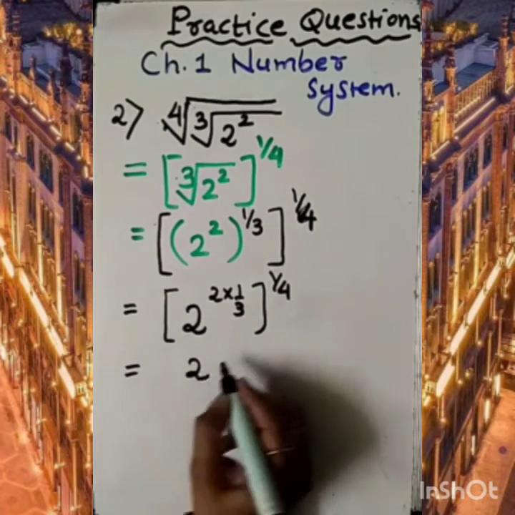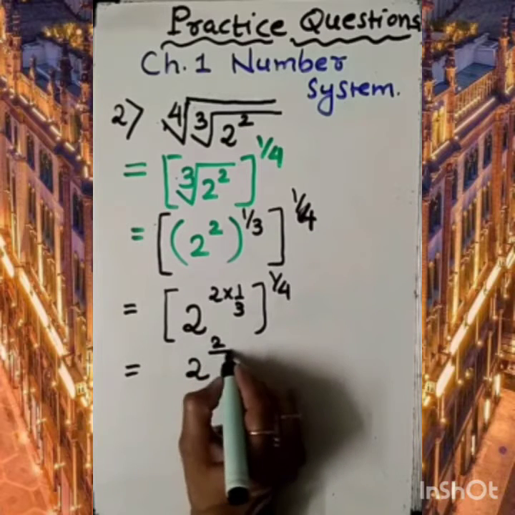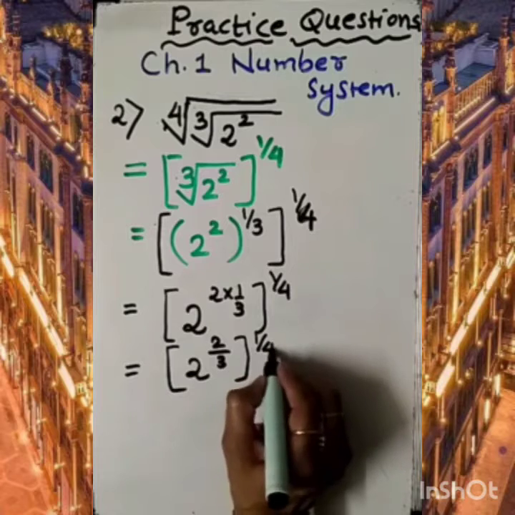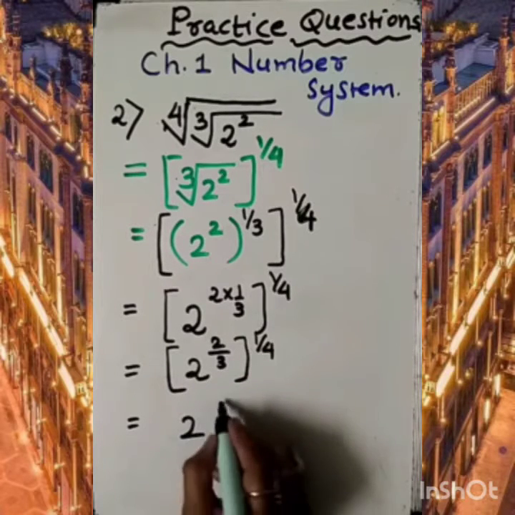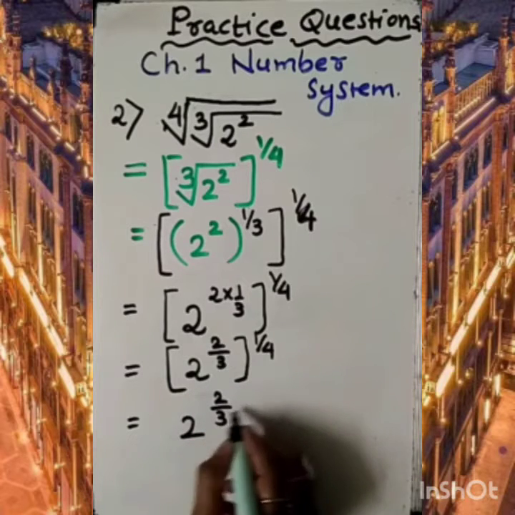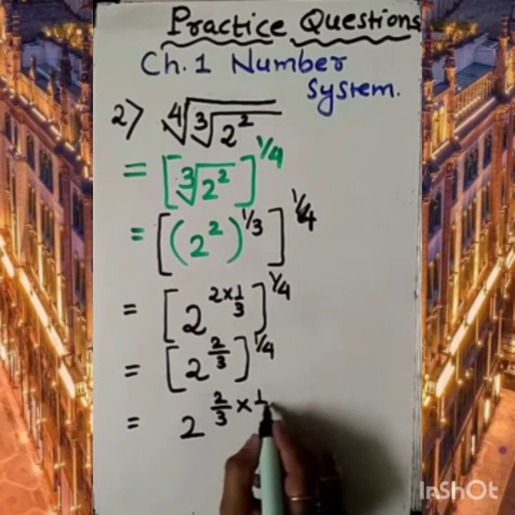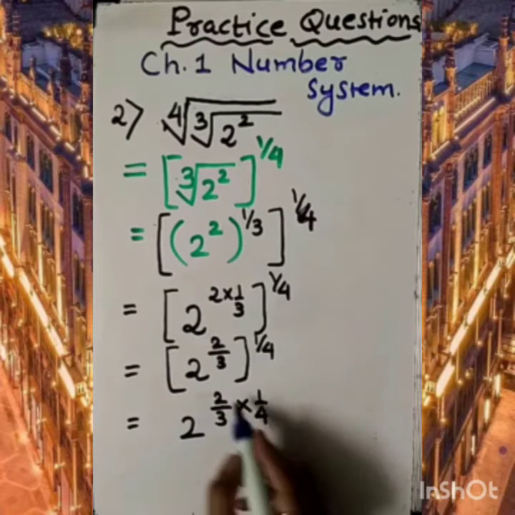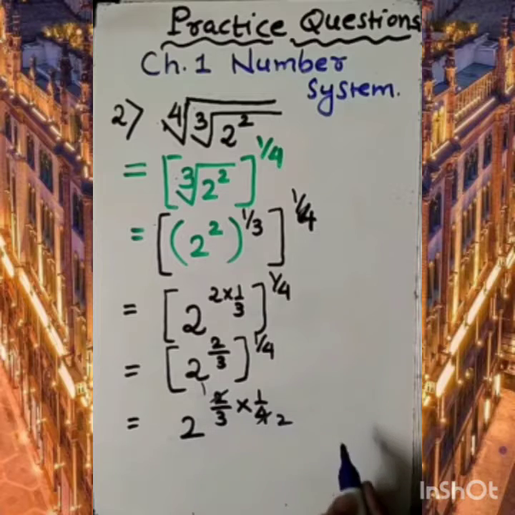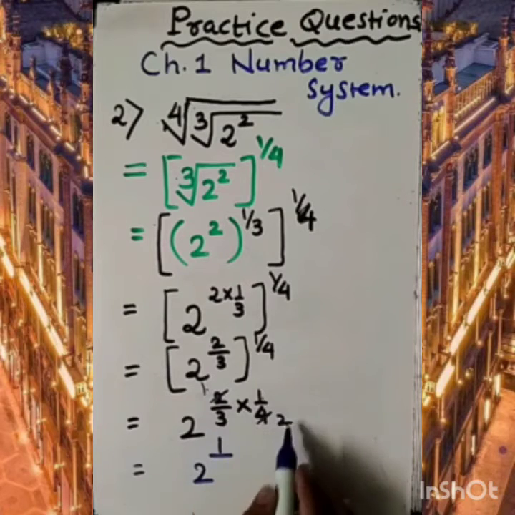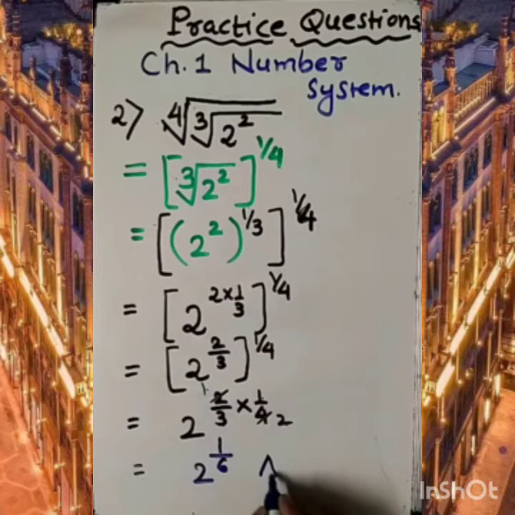So 2 to the power 2 by 3 and to the power 1 by 4. Okay, so 2 to the power 2 by 3 is already there, and it will be multiplied by 1 by 4. So let's simplify. 2 ones are 2, this will be 2. So finally, 2 ones are 1, 2 threes are 6.